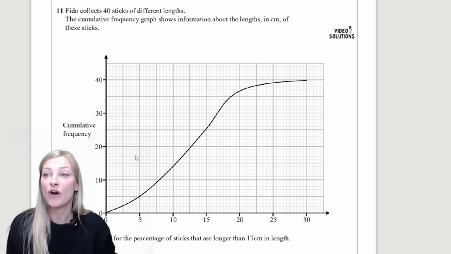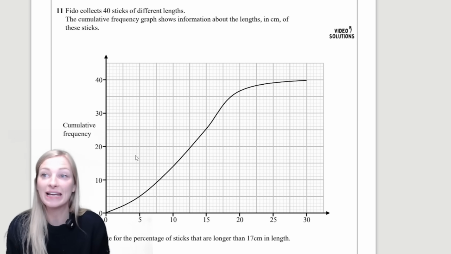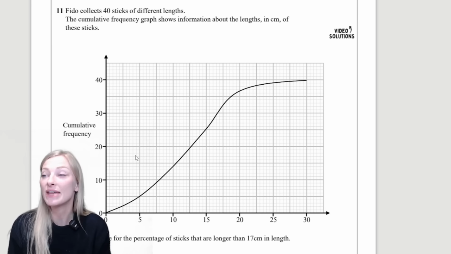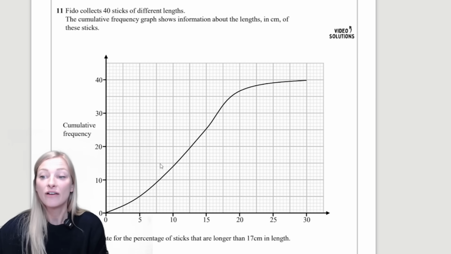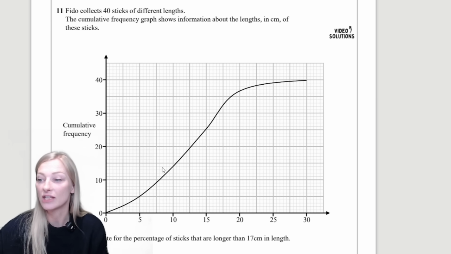Question number 11, Fido collects 40 sticks of different lengths. The cumulative frequency graph shows information about the lengths in centimetres of these sticks. Find an estimate for the percentage of sticks that are longer than 17 centimetres in length.